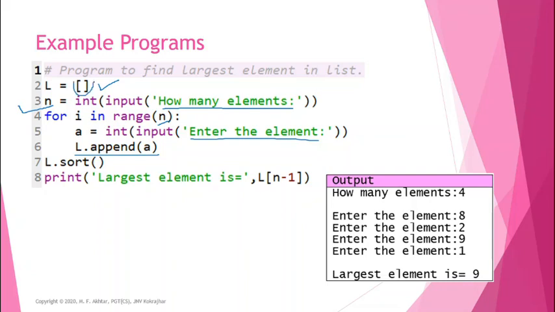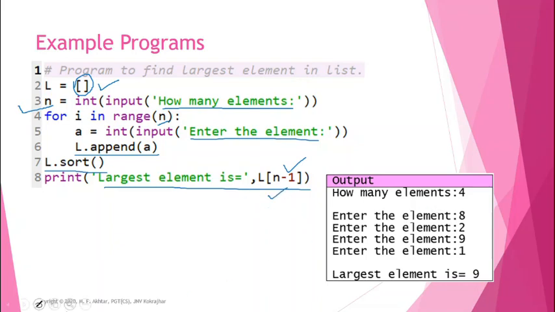When the for loop completes, it accepts all the numbers and appends them to the list. Then we use the sort function to arrange the values in ascending order. And we display the last number, because if we arrange data in ascending order, the largest element goes to the last position, which is index -1. Index -1 is the last position of the list.